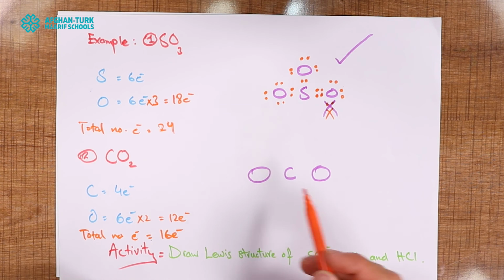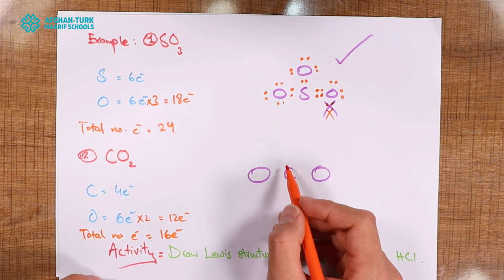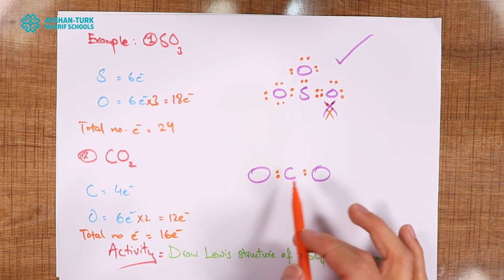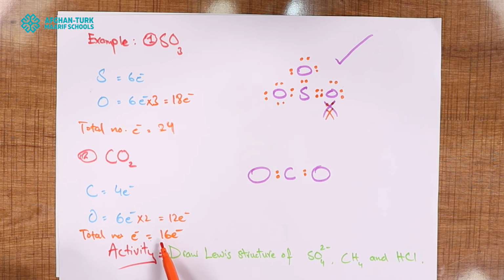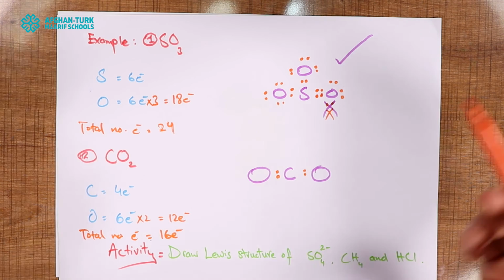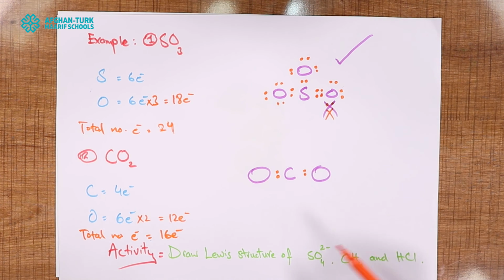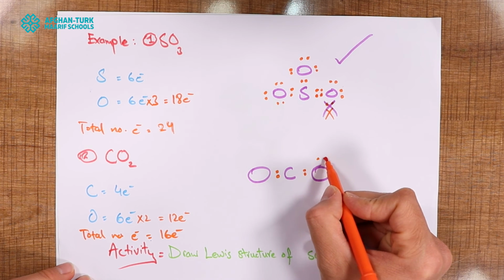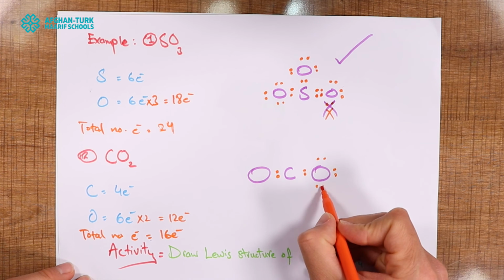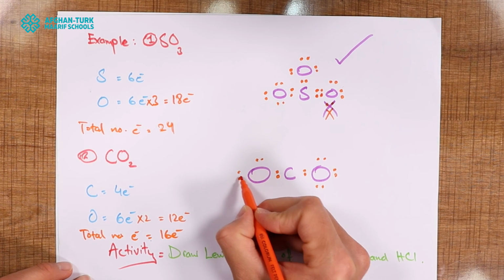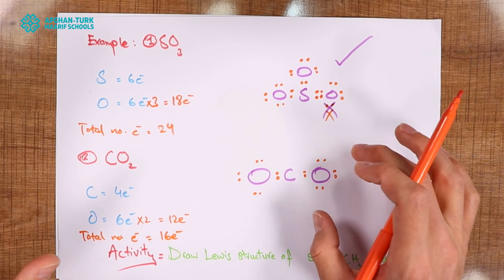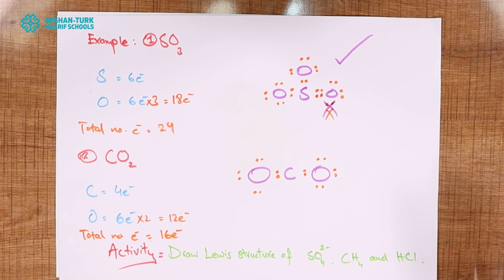According to the first step, we have to put a pair of electrons between each atom. Now we have done it. How many electrons? 4 electrons. How many electrons remaining? 16 minus 4, 12 electrons remaining. Which one of them is more electronegative? Obviously, you know that oxygen is more electronegative. We have studied electronegativity before. So this means that we have to complete the octet of oxygen. 1, 2, 3, 4, 5, 6 for each oxygen. 8, 8, 16. Now all electrons are in their places.